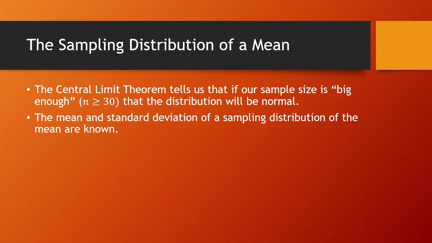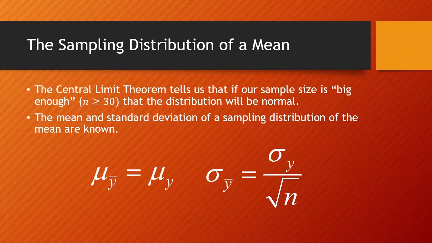If you take all possible samples from the population of a certain size, say n, the mean of these sample means will be the same as the mean of the original distribution of scores, in this case GRE scores. The standard deviation of all these means is actually going to be less than the standard deviation of the original scores. It's going to be the standard deviation of the original scores divided by the square root of n.